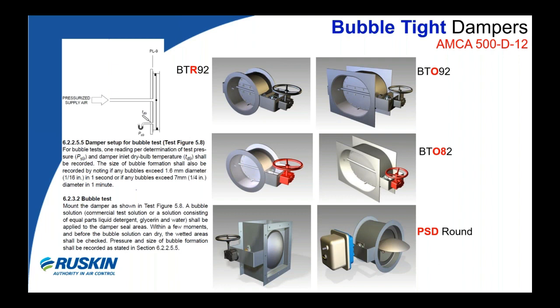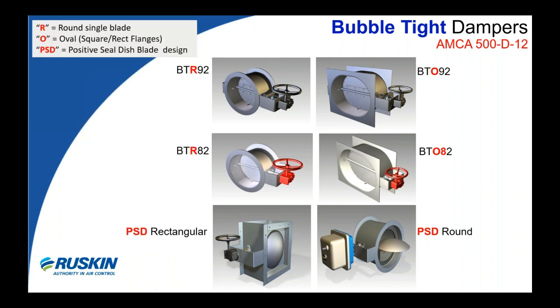Ruskin's bubble-tight products include the models shown on the screen, with the heavy-duty BTR 92 and the BTO 92 rated for performance up to 30 inches of water gauge. The medium-duty BTR 82 and the BTO 82 are rated for performance up to 10 inches, while the lighter-duty PSD, which is short for positive seal damper, is rated up to 10 inches of water gauge up to 24-inch diameter. Each bubble-tight damper is tested at the factory for compliance with the AMCA standard prior to shipment.